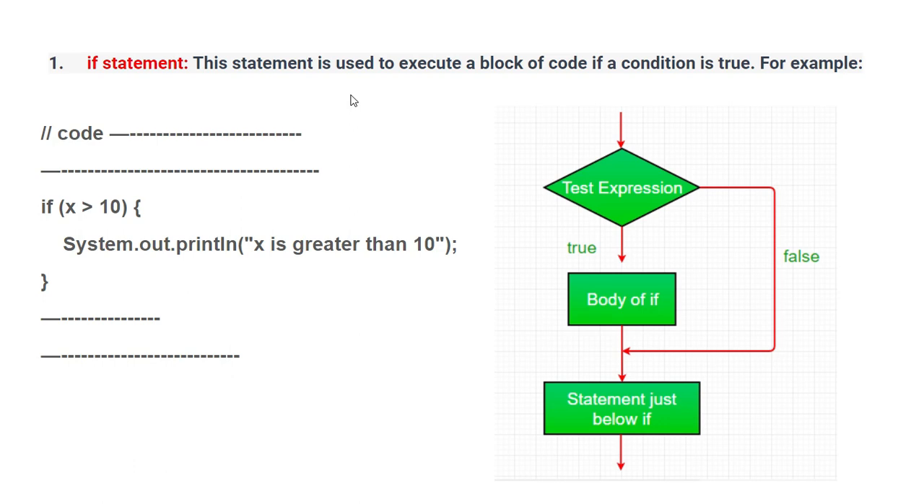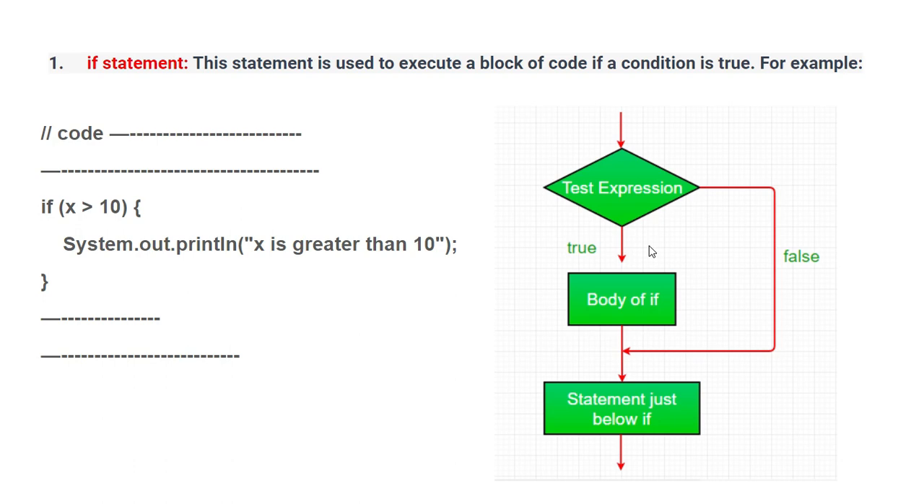For example, this is the code above, and this is the code below. Here we are writing some code like if x greater than or equal to 10, then print x is greater than 10, otherwise no. Maybe you have seen these expressions while doing coding in your engineering or something. So this is the flow chart.